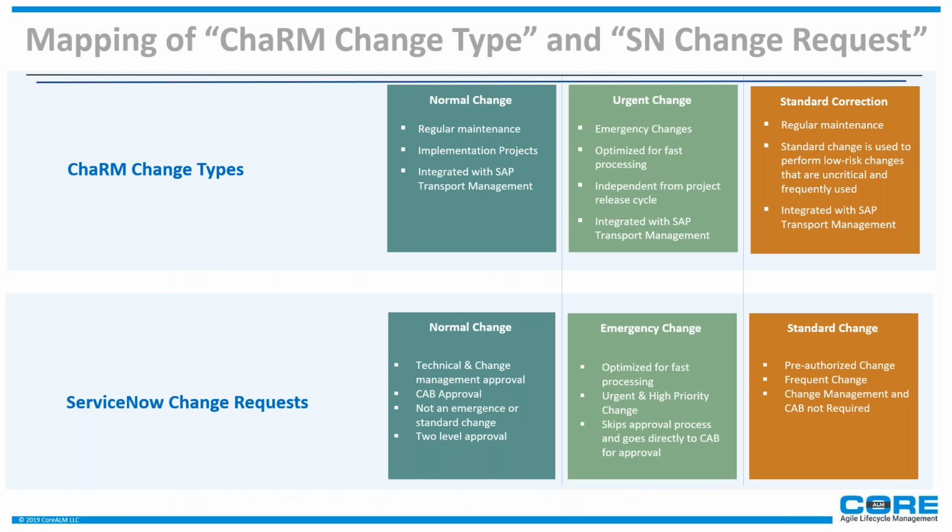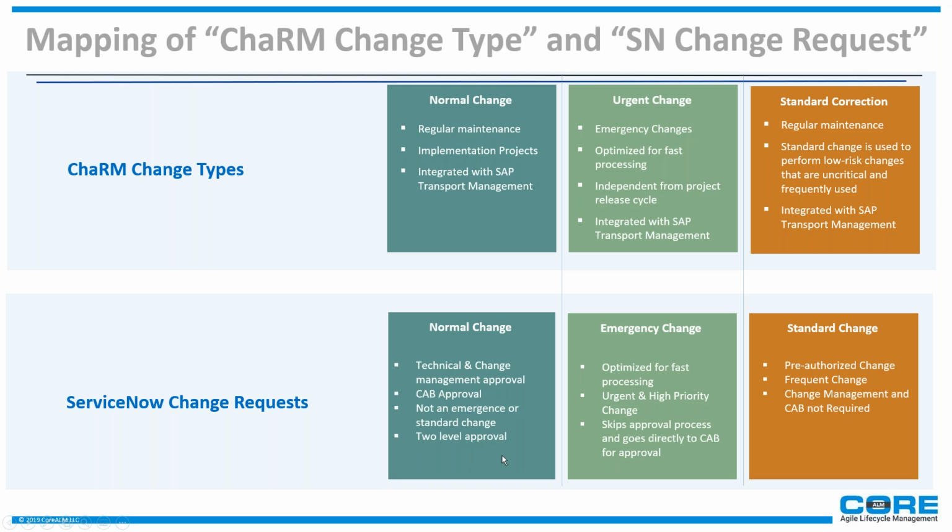From a mapping perspective between Charm change types and ServiceNow, at the top here you see the Charm change types, which map very nicely with your ServiceNow change requests. They're pretty much a one-to-one relationship between these three: normal change, urgent change, and standard change. In Charm, the normal change is usually for any type of regular maintenance, any type of implementation projects or non-projects. It could even be your weekly changes, which fall into regular maintenance, and it's also integrated with SAP Transport Management. Versus ServiceNow, where the change request does not have access to your transport management and cannot move transports from one environment to another.